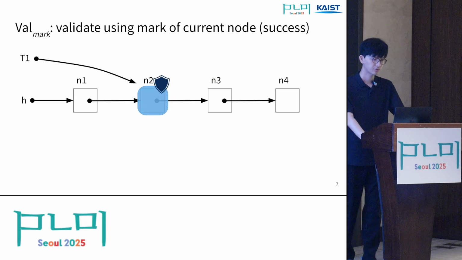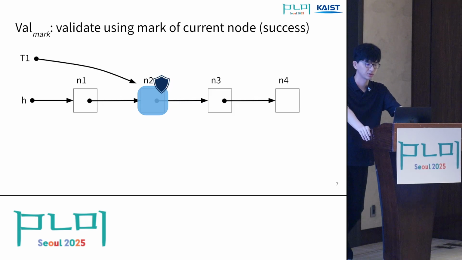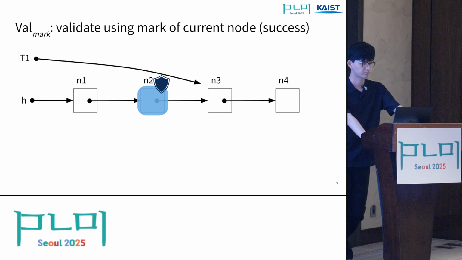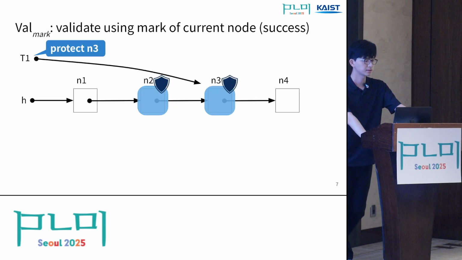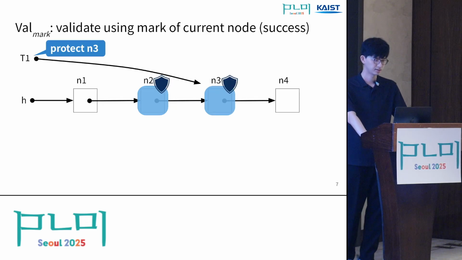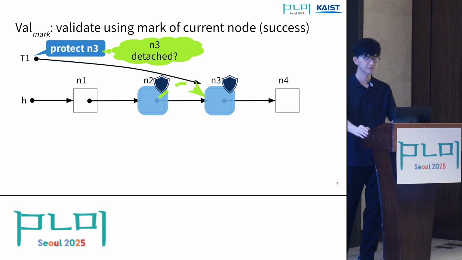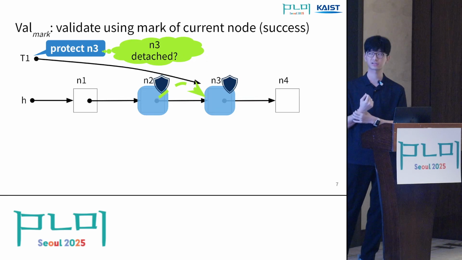Now let's see how hazard pointers' standard validation strategy, which I dubbed valmark, utilizes marking for protection. Again, suppose T1 wants to step from node 2 to node 3. First, T1 will protect node 3. Then, it tries to validate the protection by checking that node 3 is not detached. To do so, it checks the mark of the previous node, node 2.